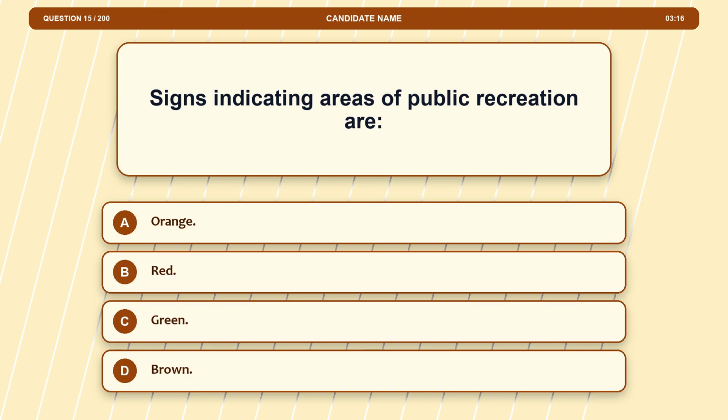Question 15. Signs indicating areas of public recreation are: Option A, orange. Option B, red. Option C, green. Option D, brown.